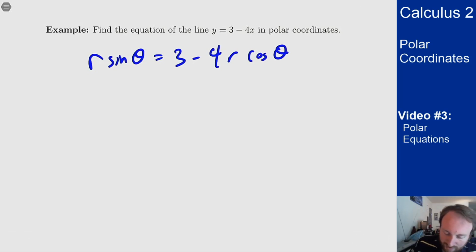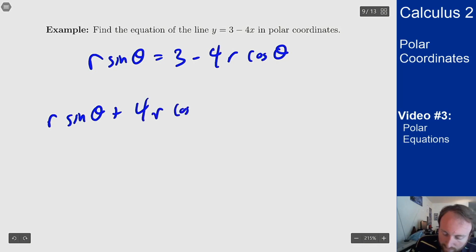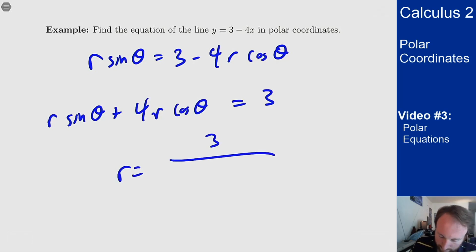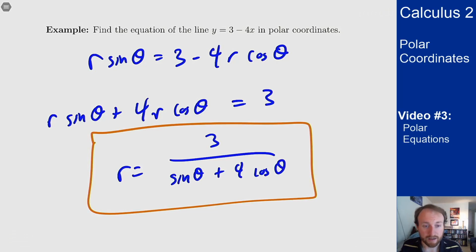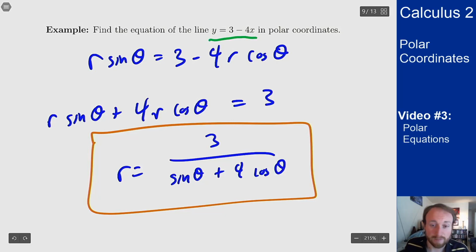So we'll move this to the other side. We get r sine of theta plus 4r cosine of theta equals 3. Factoring out the r and then dividing by the rest gives me r equals 3 over sine of theta plus 4 cosine of theta. And that's a way you can write the equation of a line in polar coordinates. Now you'll notice the equation we had up top, 3 minus 4x, is much simpler than what I have here on the bottom. And that's to be expected because the constant curves for rectangular coordinates are all straight lines. I'm trying to model a straight line here.